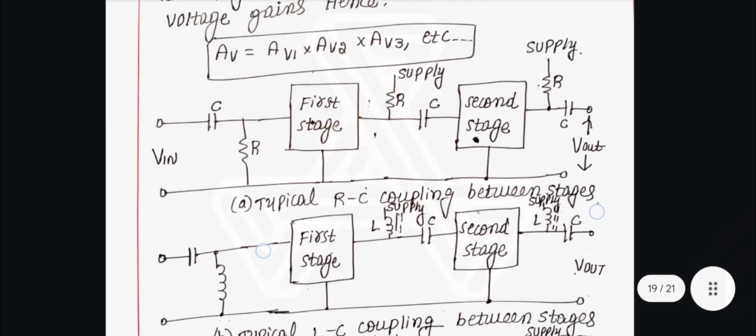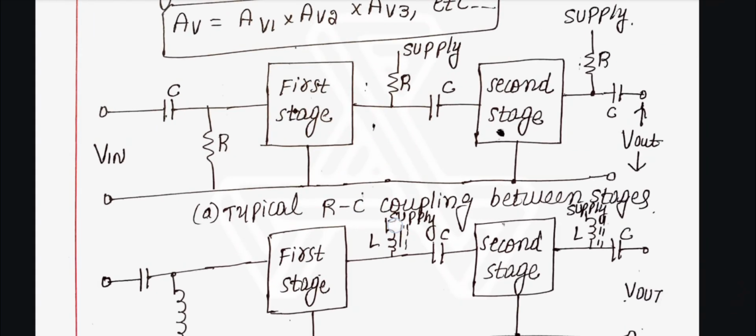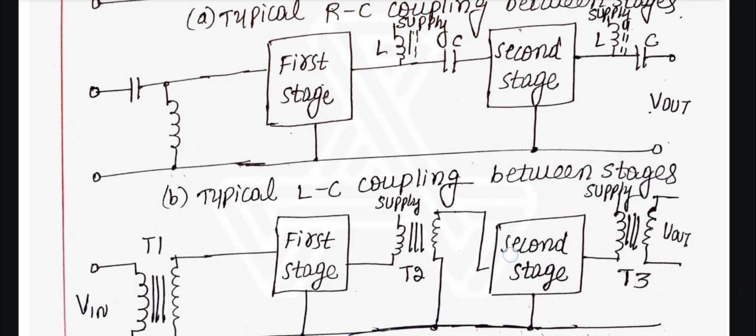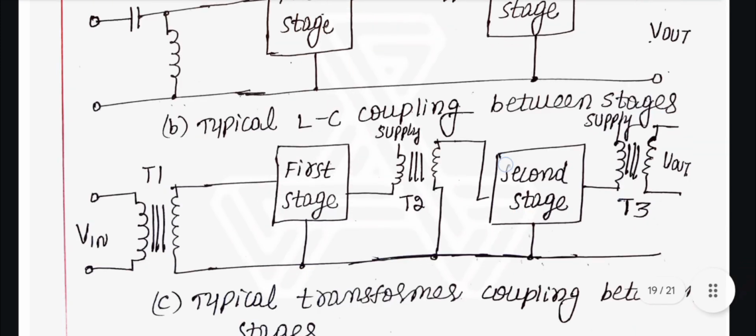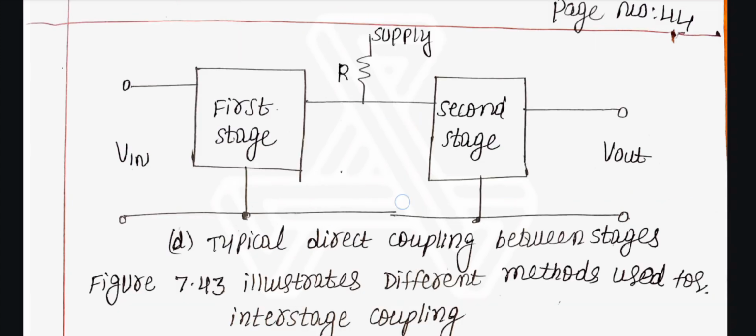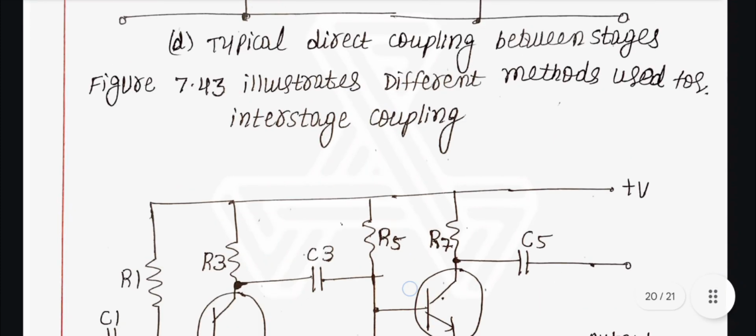V in, then C, R, first stage, R, C, second stage, R, C, V out. Typical RC coupling between stages. Then C, L first stage, L, C second stage, L, C, V out. Typical transformer coupling, supply, T1, then T2, then T3, first stage, second stage, third stage. Typical direct coupling between two stages. This illustrates different methods used for interstage coupling.